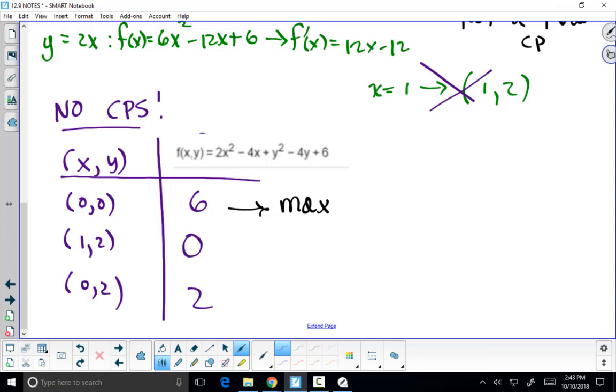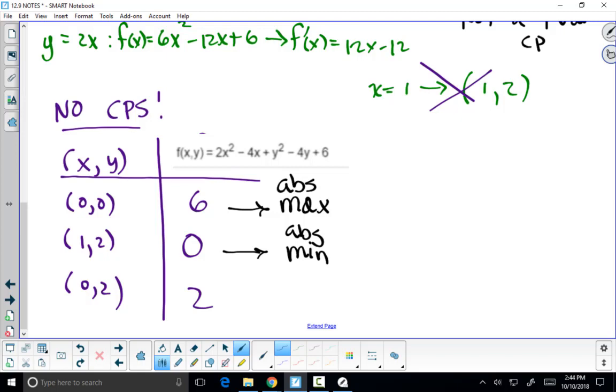Our min, and I should put absolute here. We're talking absolute max, absolute min. All right, so there's our absolute min and our absolute max. And a local min for good measure? Huh?